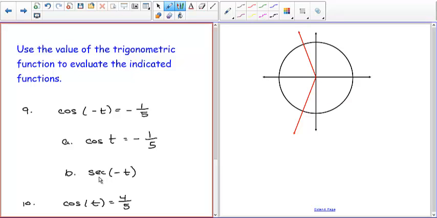And the secant of negative t, all we have to do there is, if the cosine of negative t is this negative value, then the secant is just, you just flip those around. So it turns out to be negative 5 for that answer. Okay, let's do the next one.